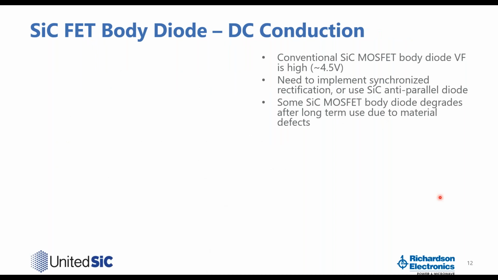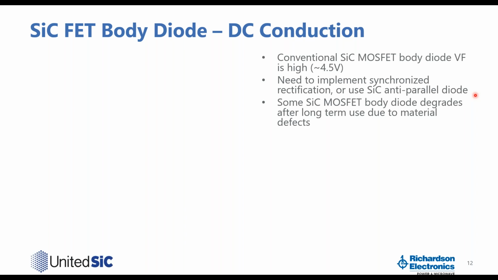So for the conventional silicon carbide MOSFET, the body diode VF is quite high. It's usually about 4.5 volts. As a result, if you use this body diode for DC conduction, this 4.5 volts is going to produce a very high DC conduction loss. So you really have to implement either synchronized rectification or put a silicon carbide anti-parallel diode next to the MOSFET. This makes the design more complicated and also adds some cost.